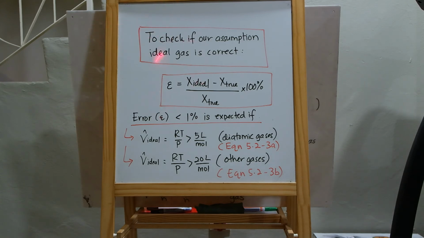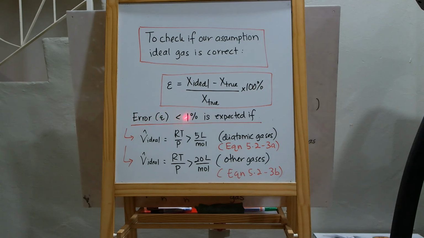Another way to check whether your assumption of ideal gas is correct is if you are given the true value, and you also have the calculated value using the ideal gas equation of state. Then you need to find the error. This E here is the error, equivalent to the value that you obtain using the ideal gas equation of state minus the true value given to you, divided by the true data, times 100.